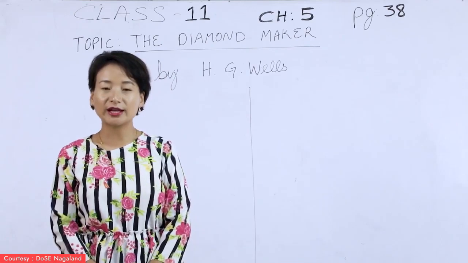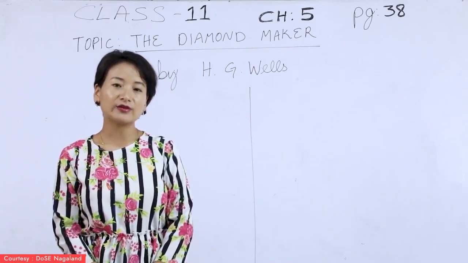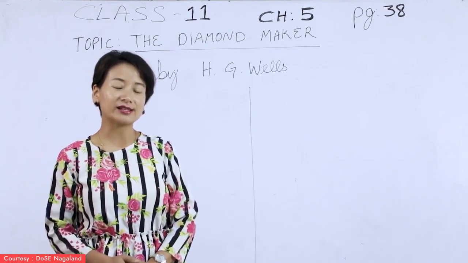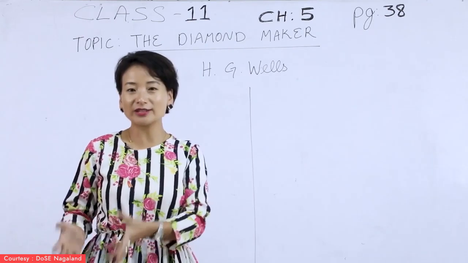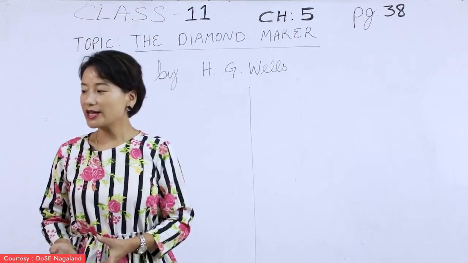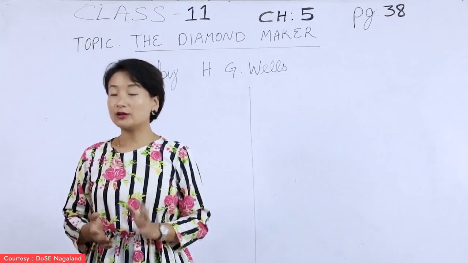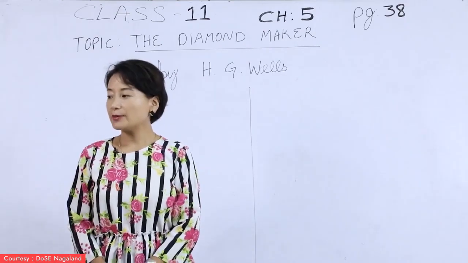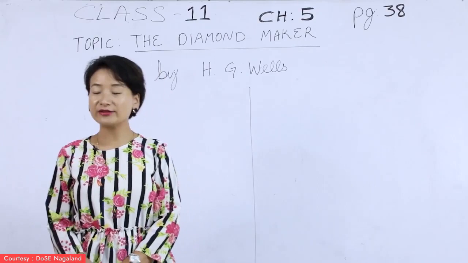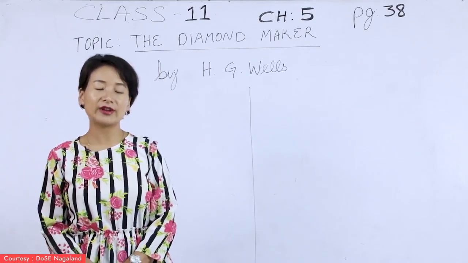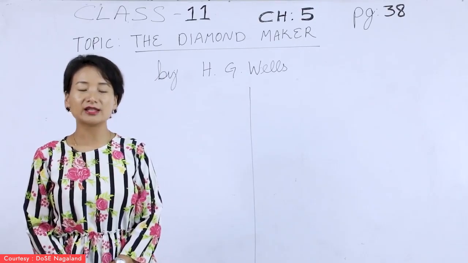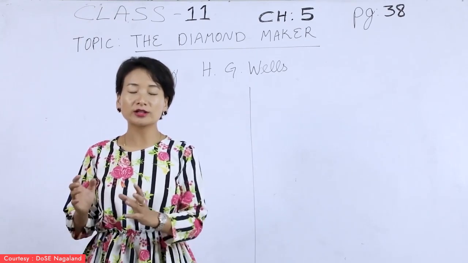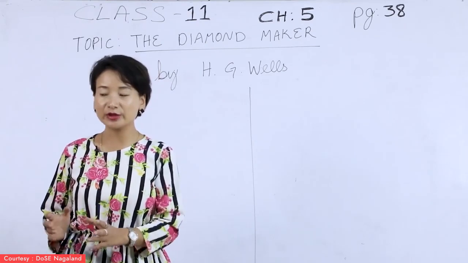So if you have located the page, let's first of all talk a little bit about the author, because that always gives us the understanding context of the lesson. Here you would find that the author's real name is Herbert George Wells, born in 1866 to 1946, and he is a famous English writer who writes novels, commentaries, history, and also talked a lot about social issues at that point of time.